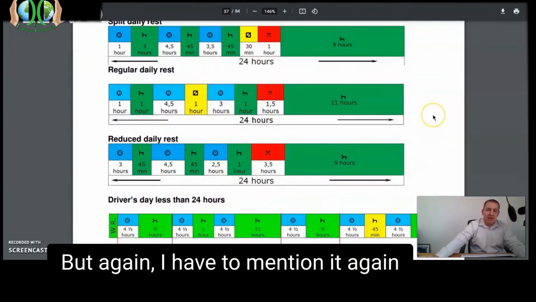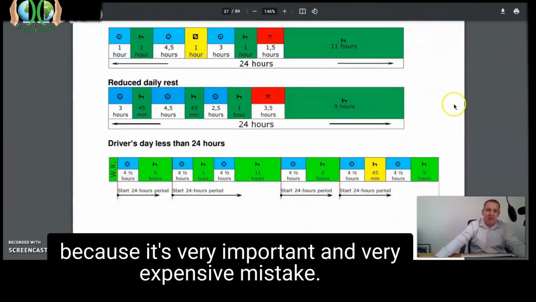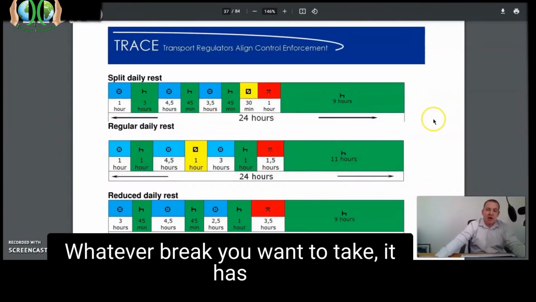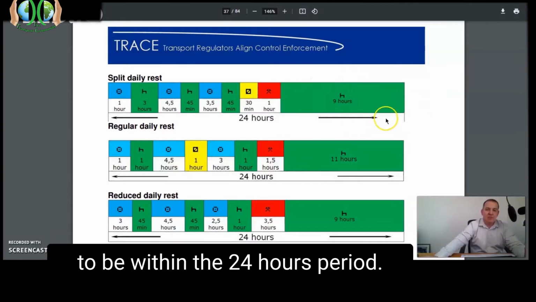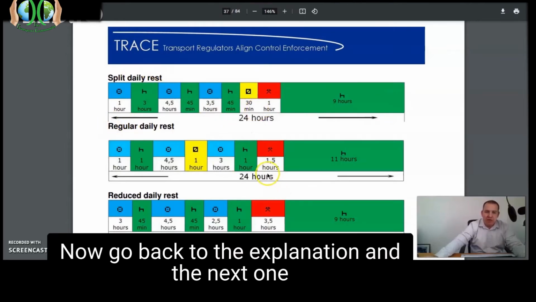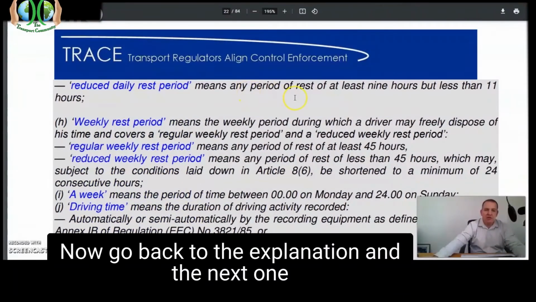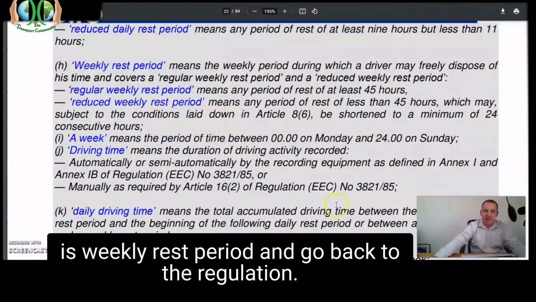But again, I have to mention it because it's a very important and very expensive mistake. Whatever break you want to take, it has to be within the 24 hours period. So that's it, that's the explanation, and the next one is weekly rest period.